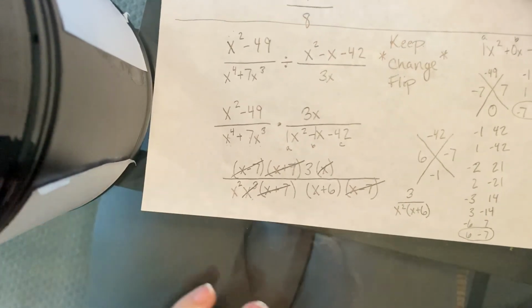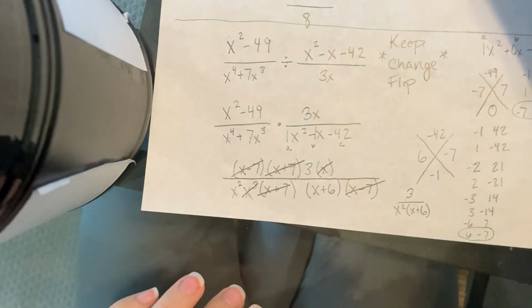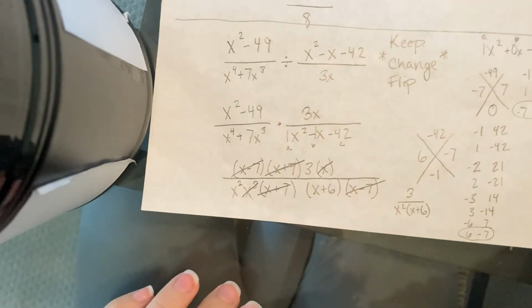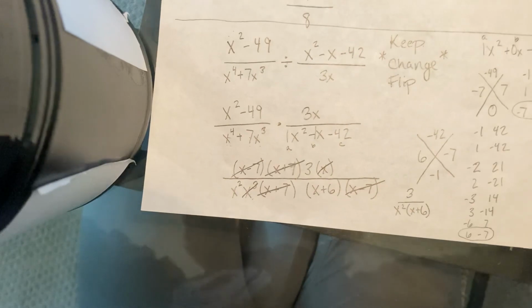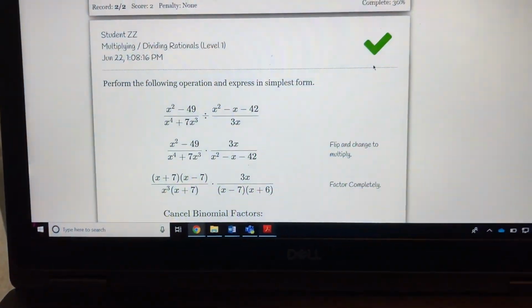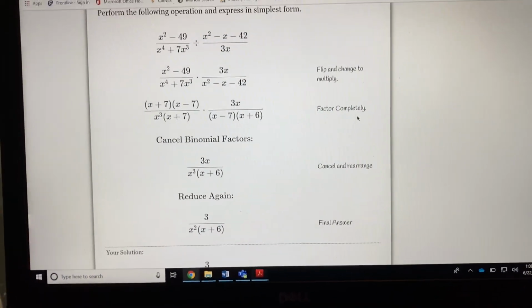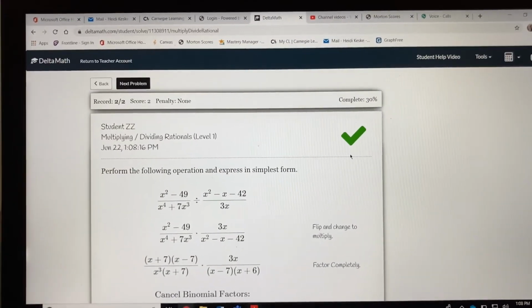And then we can type our answer in Delta Math. So 3 over x squared times x plus 6. And I typed my answer in. You can see that it is correct. That is multiplying and dividing rationals.